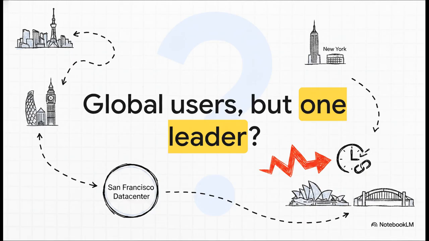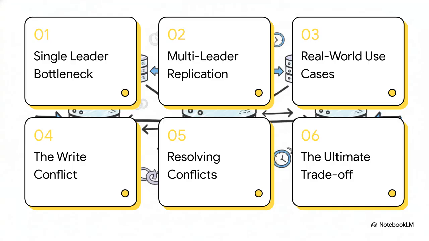So, what happens when a user in Sydney tries to save a post? They get hit with massive network latency because their data has to travel all the way across the ocean and back. It becomes an absolute bottleneck. Okay, let's dive into this. Today, we're going to cover this single-leader bottleneck, how multi-leader replication steps in to fix it, a few real-world use cases, the inevitable write conflict problem, how we actually resolve those conflicts, and finally, the ultimate trade-off.